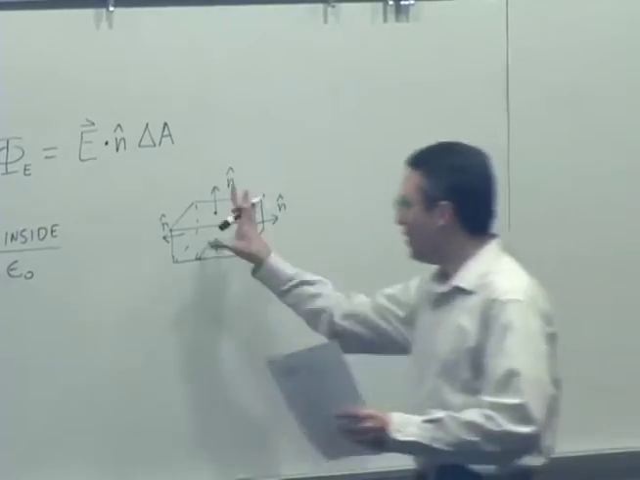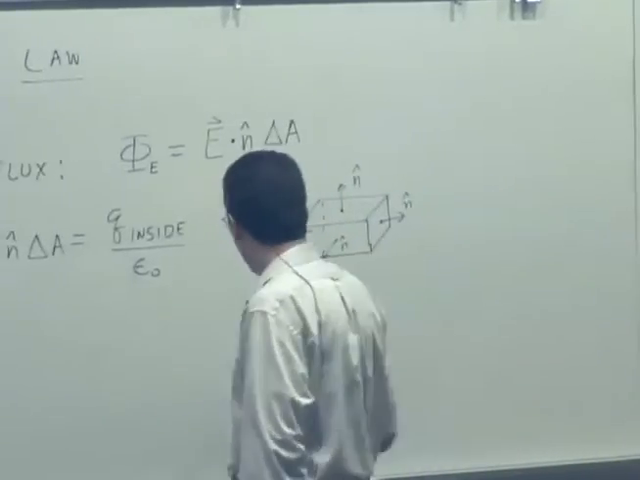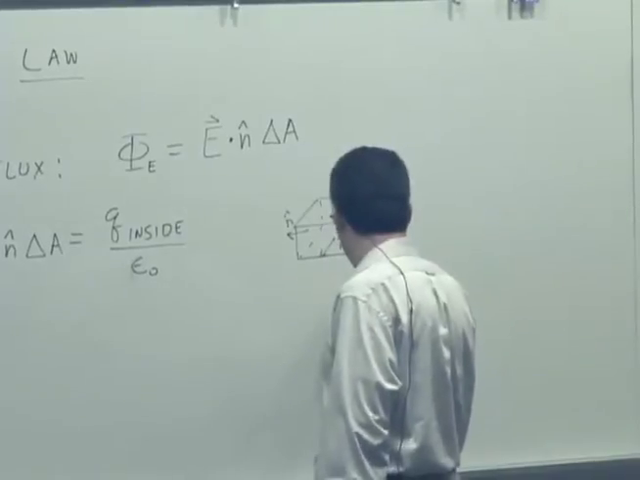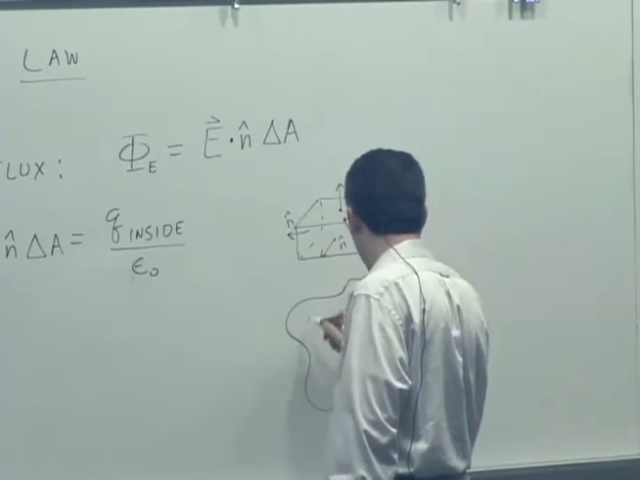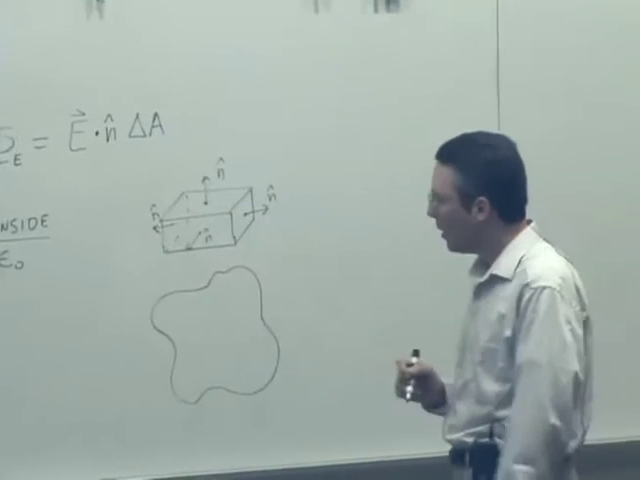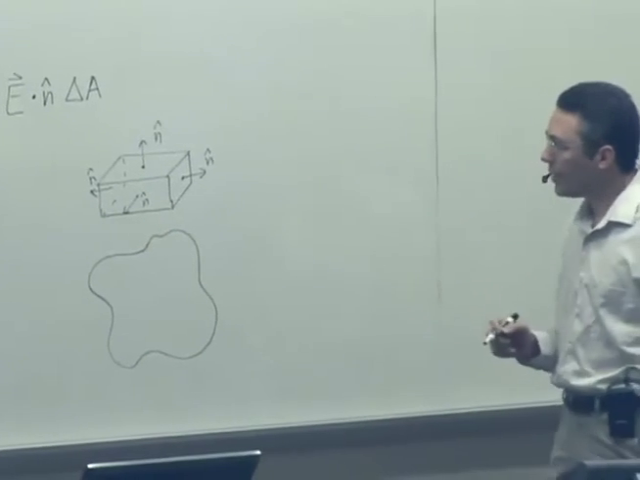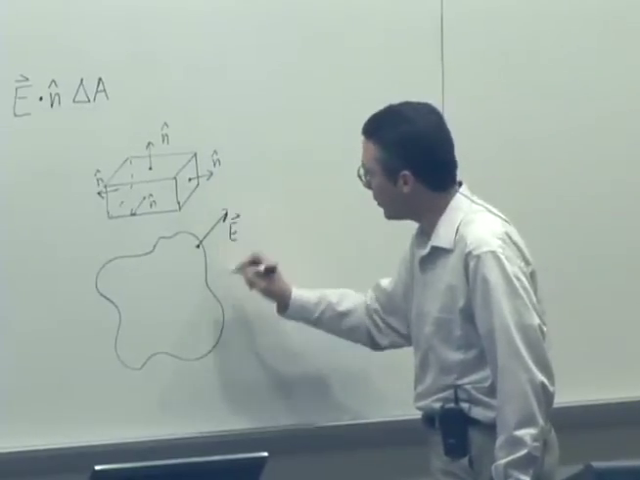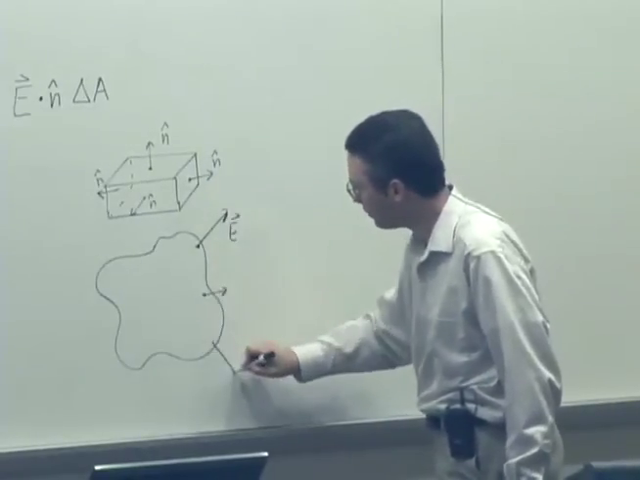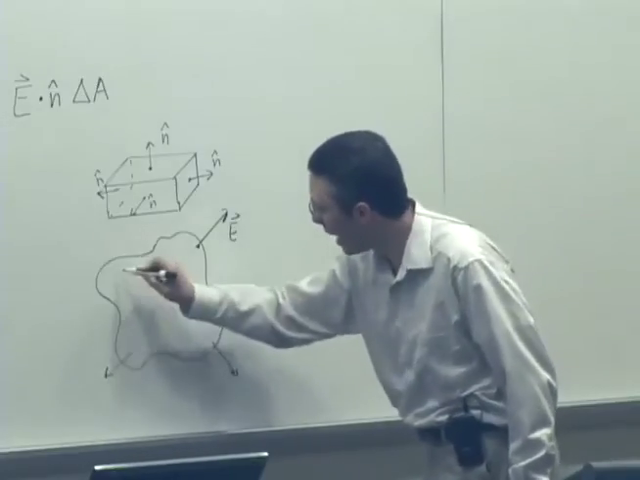Now, we've been dealing with boxes. What happens if you have just any closed surface? So here's just some generic closed surface. How do you deal with a situation like this? You have electric field, say, pointing in various directions on this surface, and it might even be in different magnitudes.